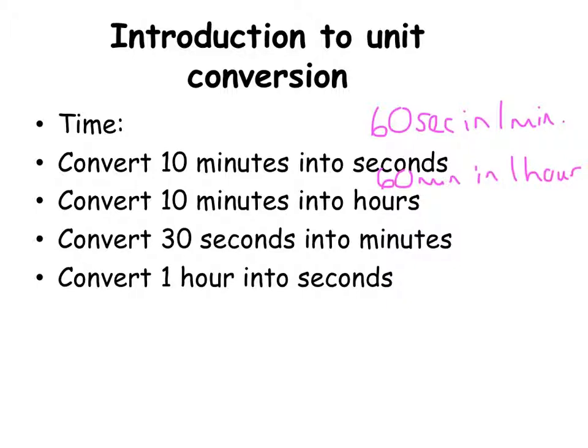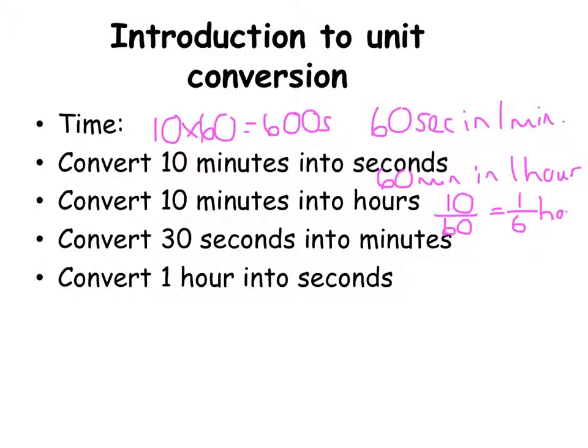There's no quick way of doing this. Just think logically. If I've got 10 minutes, I go 10 times 60 seconds, and I get 600 seconds. If I'm asked to convert 10 minutes into hours, then things are a little bit different. I say 10 minutes divided by 60 minutes would give me 1/6 of an hour.